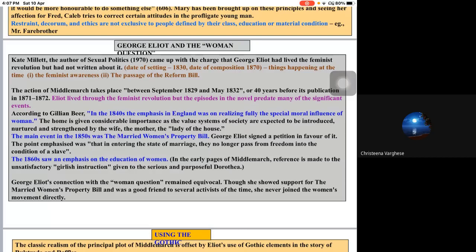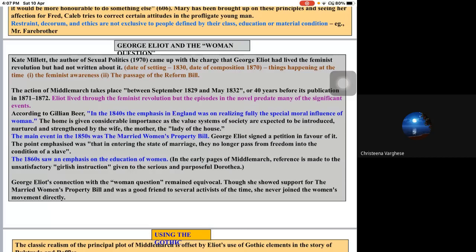One, the feminist awareness. Two, the passage of the Reform Bill. Now, the action of Middlemarch takes place between September 1829 and May 1832, or 40 years before its publication, which is in 71-72. Eliot lived through a feminist revolution, but the episodes in the novel predate many of the significant events. According to Gideon Beard, another writer, in the 1840s, the emphasis in England was on realizing fully the special moral influences of woman. Home is given considerable importance, as the value systems of society are expected to be introduced, nurtured, and strengthened by the wife, the mother, and the lady of the house.